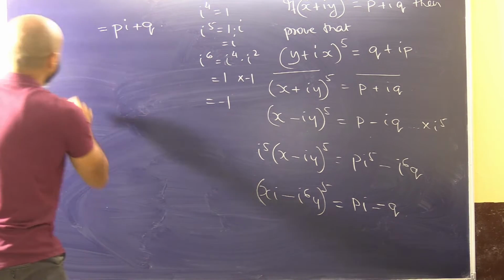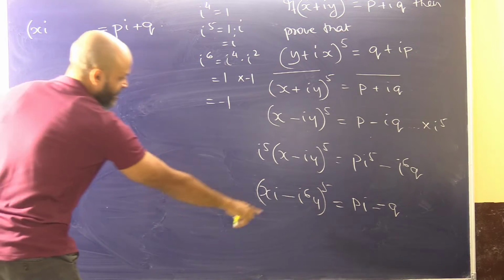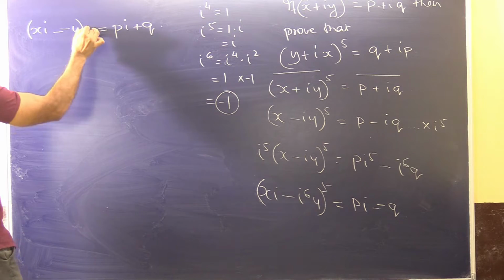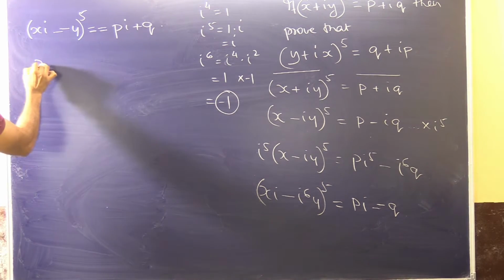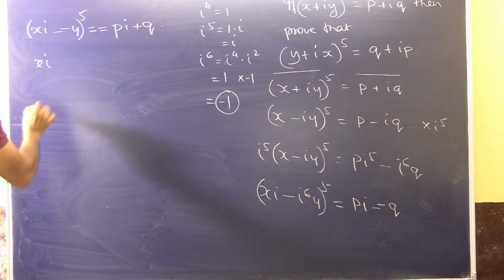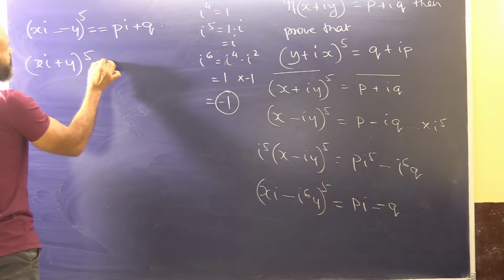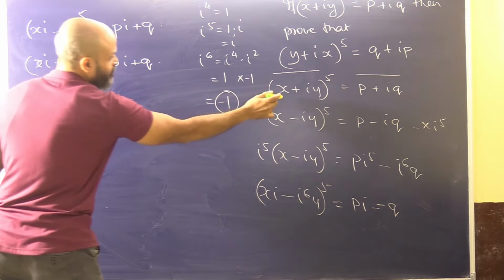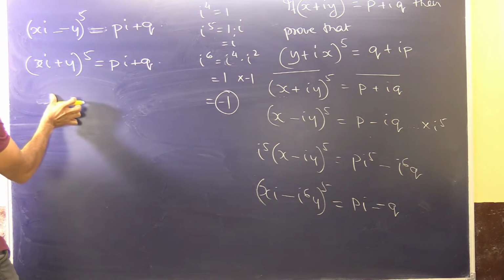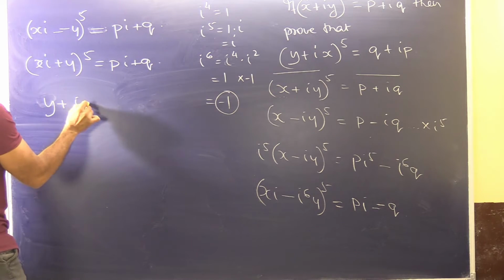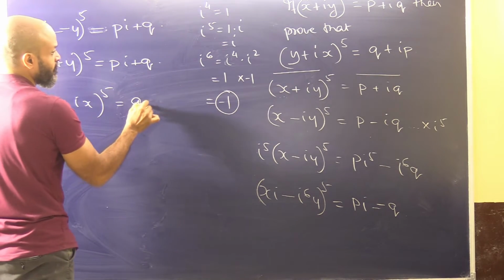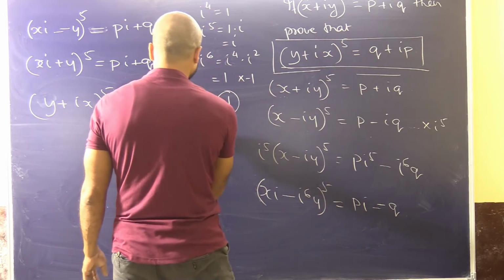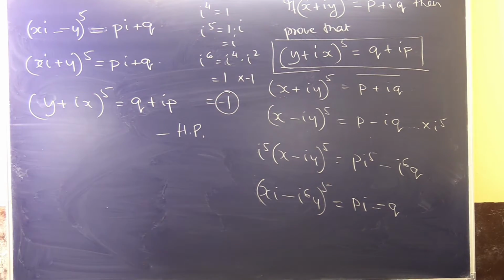Now let's look at the left hand side. Here we have xi. i to the power of 6 again is minus 1. Xi minus y is to the power of 5 is equal to this. So we have here xi plus y to the power of 5 is equal to pi plus q, which would mean this, right? So just arranging it, y plus ix to the power of 5 is equal to q plus ip. This was what was required to be proved. So this will be a hence proved case. Okay.